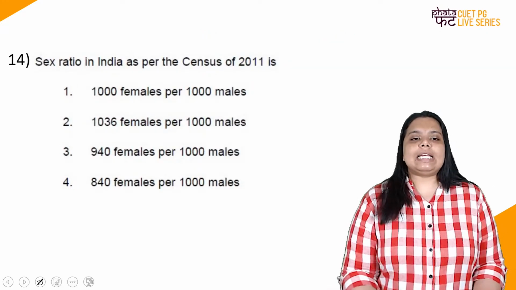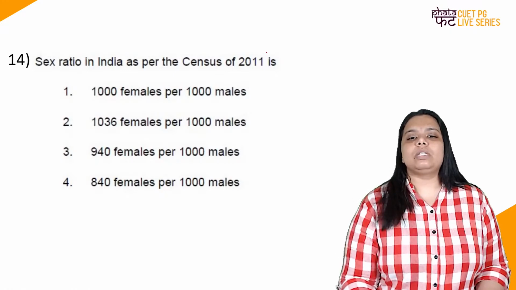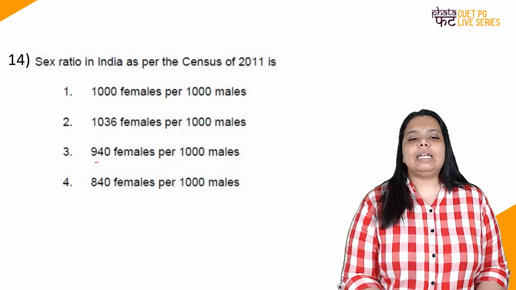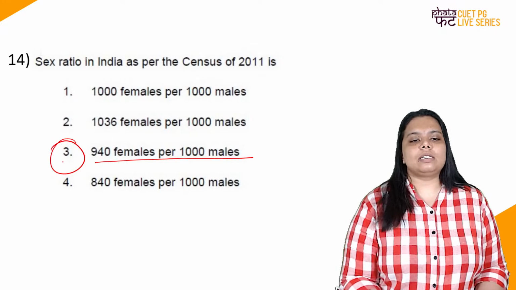Option 4. Sex ratio in India as per the census of 2011 is. So as per the 2011 census, we have 940 females per 1000 males. So the answer is option 3.